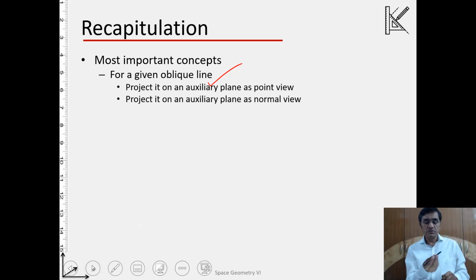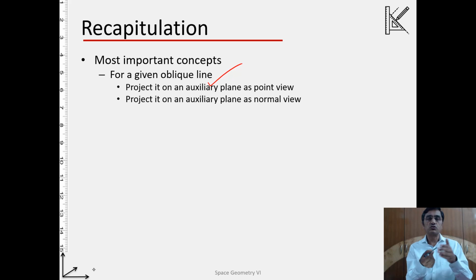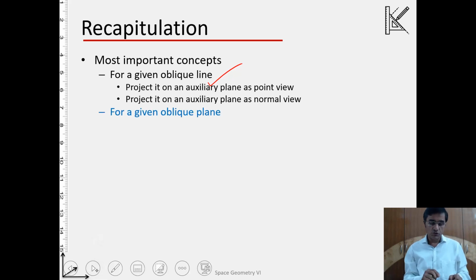Similarly, for this given line, let's say inclined this way and not parallel to any of the principal planes, still I can generate the normal view, or the true length view, of this by generating an auxiliary plane which is parallel to this. We know that method, how to do it.